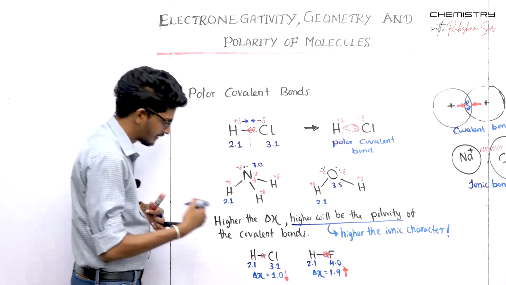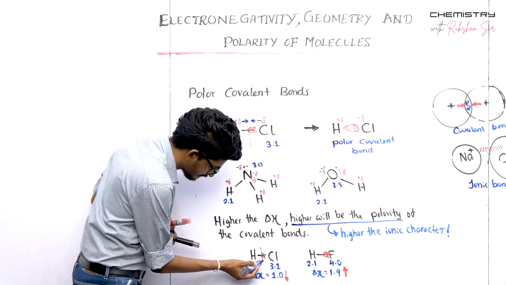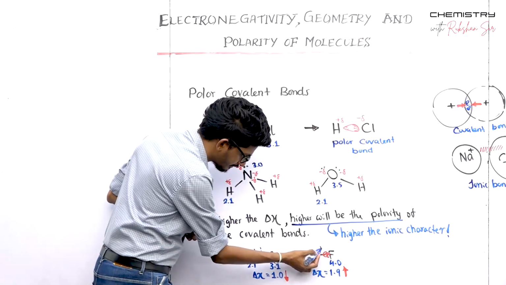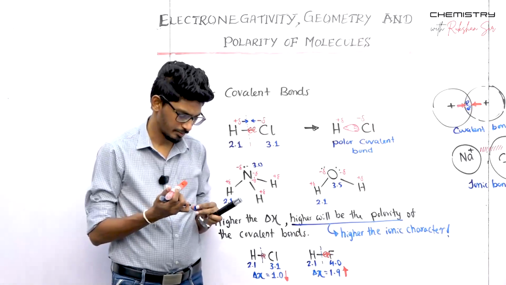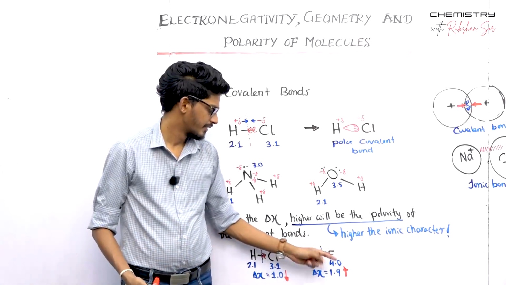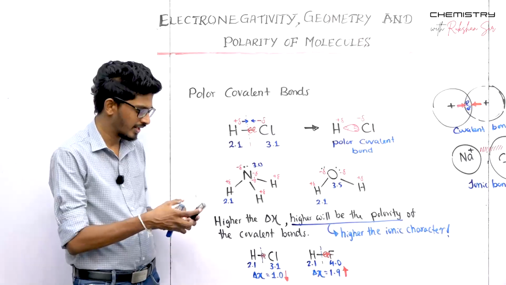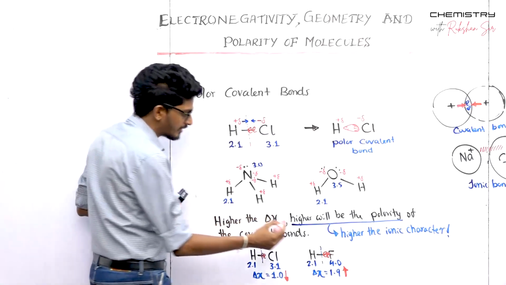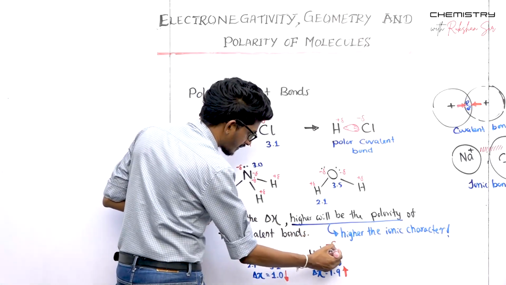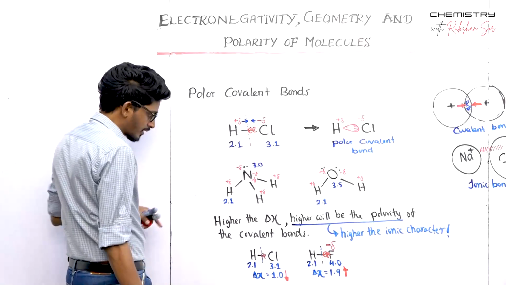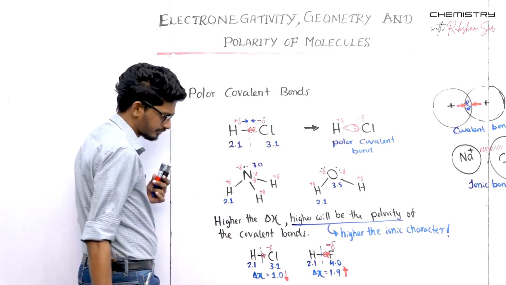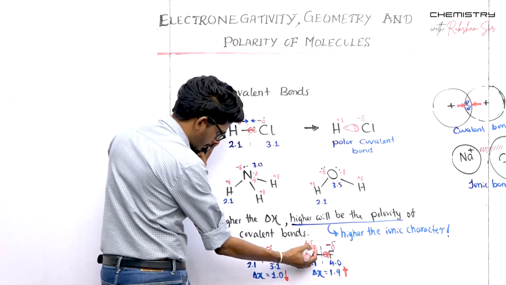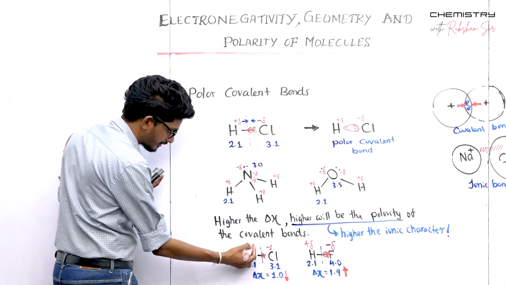Yes, this could be the center. This could be the center. But here the electron pair is more towards the halogen. So there is greater negative nature at the halogen side in this case than in this case. So greater polarity will appear when the electronegativity difference is high.